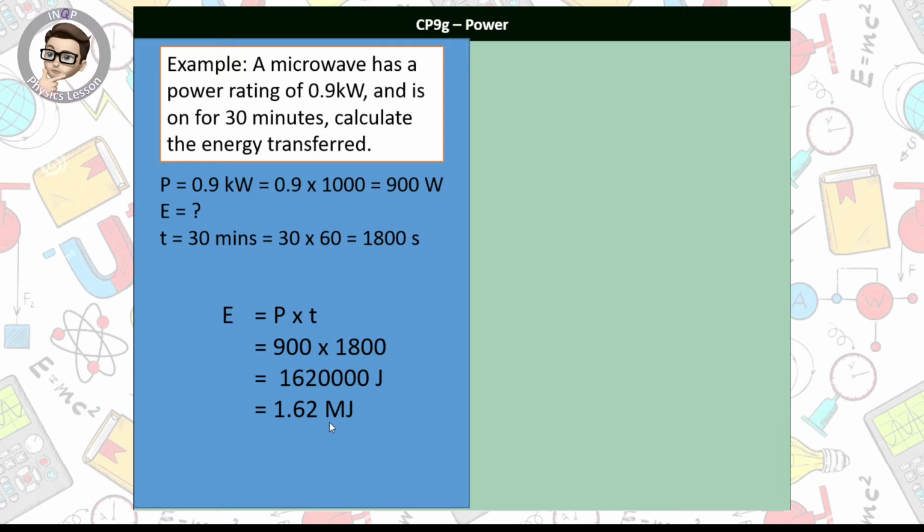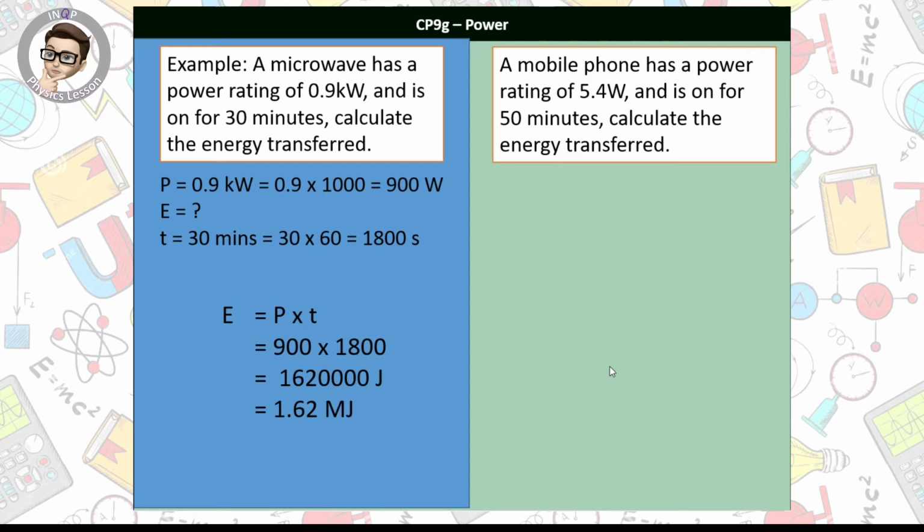Because remember, mega is 1 times 10 to the 6, which means we've moved the decimal point from here 6 spaces. 1, 2, 3, 4, 5, 6. 1.62 times 10 to the 6, or 1.62 megajoules.